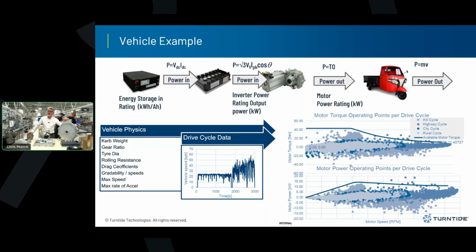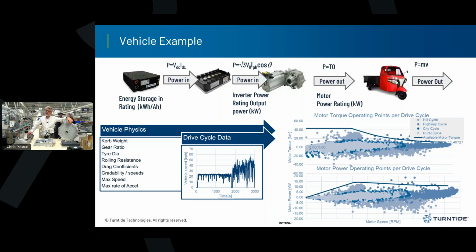So if we look on the graph on the right here, here's a couple of drive cycles for a typical three-wheeler vehicle in the sort of 7 kilowatt range. We can see hill cycles, highway cycles, city cycles, and rural cycles all have a different profile. Each one of these dots on the screen represents 1 second of operation. So the concentration of dots on the screen gives us a clue as to how much the system is going to operate at those power points, and therefore what kind of ratings we need to come up with for our energy storage, inverter and motor system.